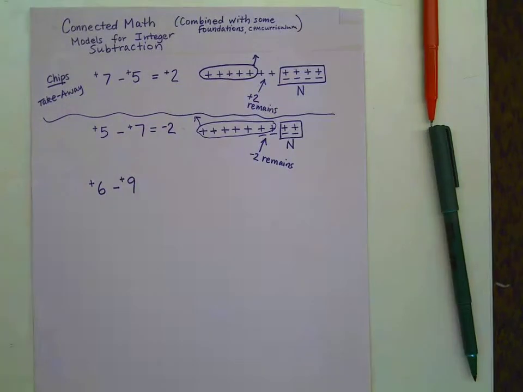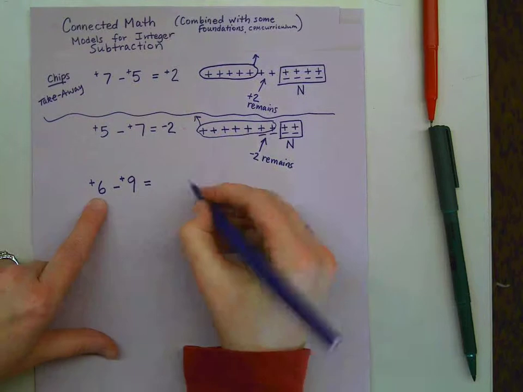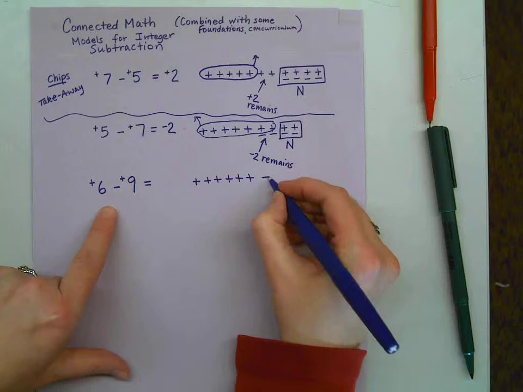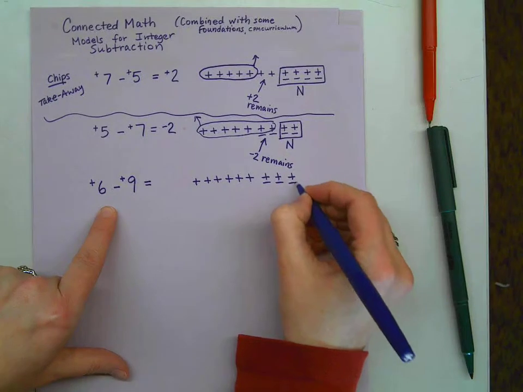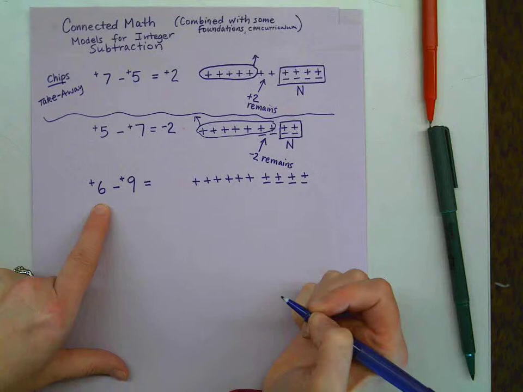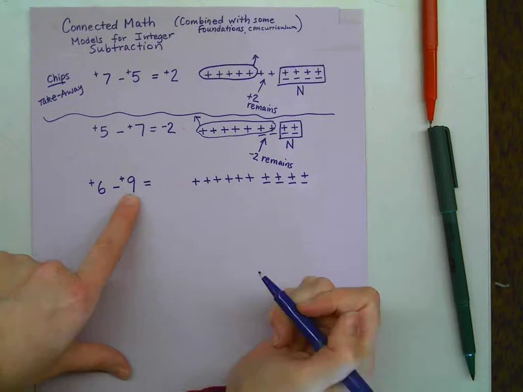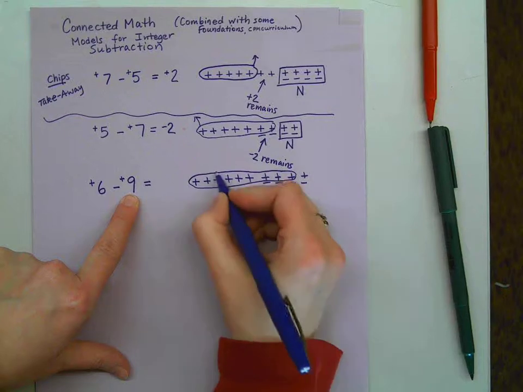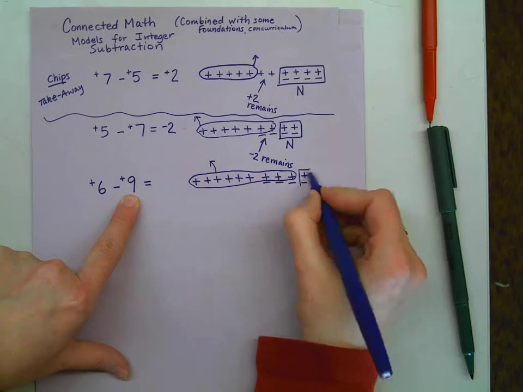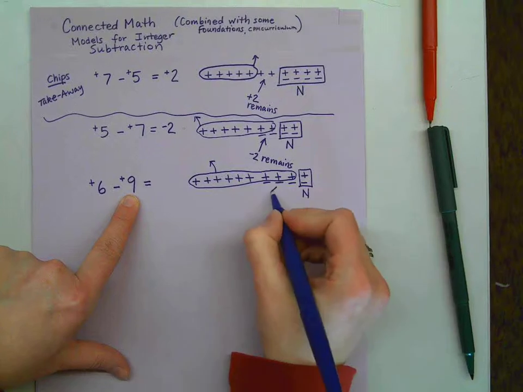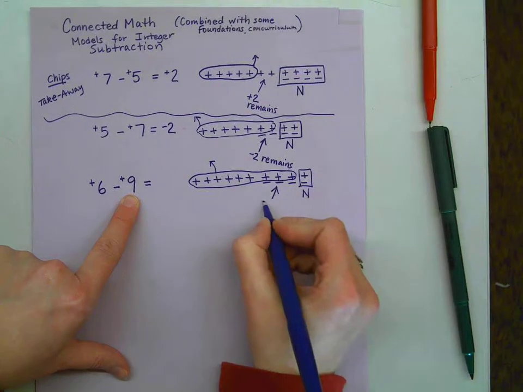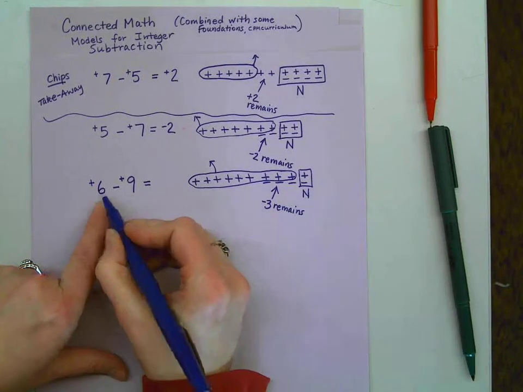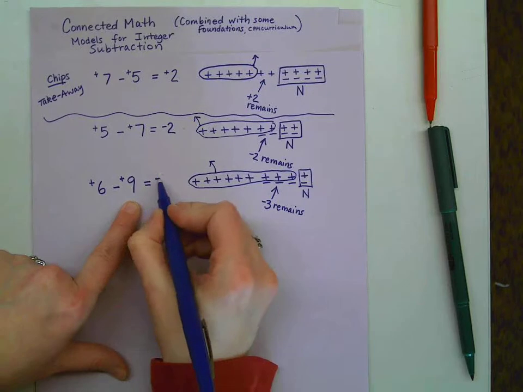So a similar example, starting with positive 6. 1, 2, 3, 4, 5, 6, and then I will add several neutrals. From this collection of positive 6, I'm going to take away positive 9. Identify any remaining neutrals, and then look at what's left over. So a negative 3 remains. So positive 6 minus positive 9 is a negative 3.